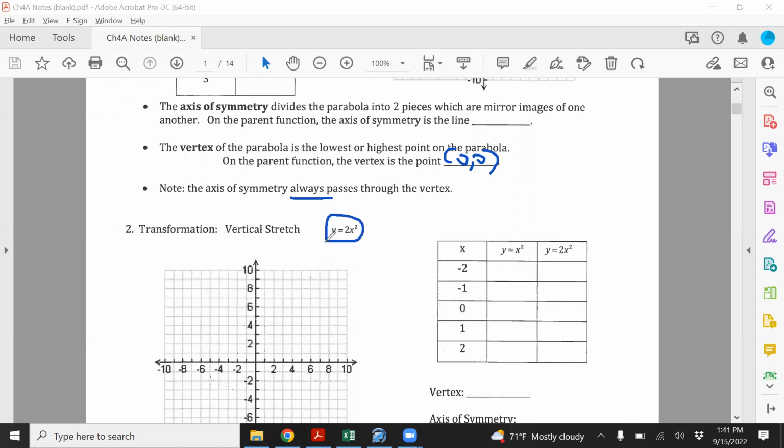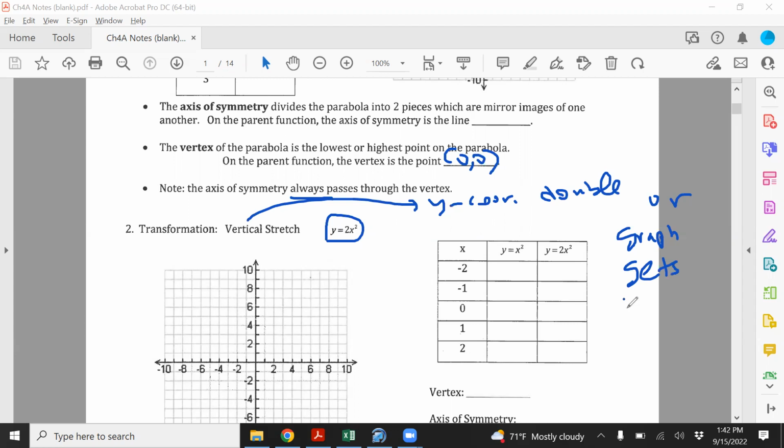It's going to be double. Yeah, it gets skinnier. Basically, it gets more steep, because the y value is double. The y value is twice what it was before, right? So what's going to happen? Vertical stretch, the y coordinates will double, or the graph gets more steep.